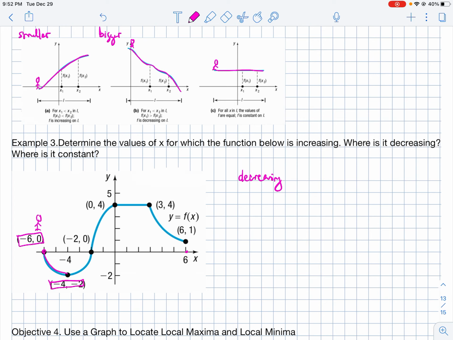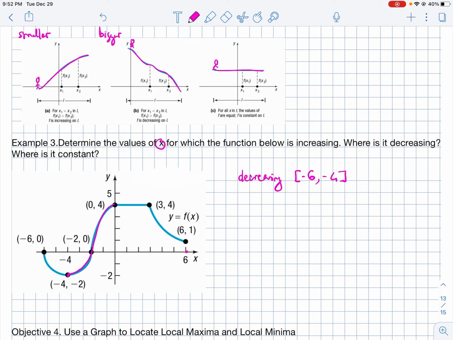Now we look at the two points. We look at this point and that point. That is the segment where you walk down. And we look at the x part. The x part is -6 and -4. So the function is decreasing on -6 to -4. I just answer with the x part because this is the value of x. Okay, now we continue.